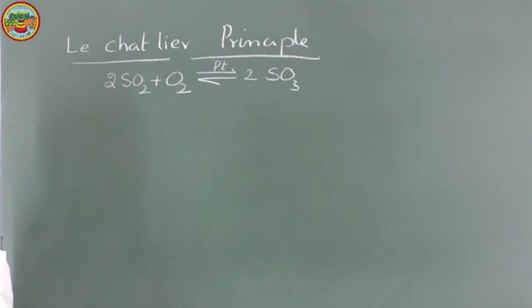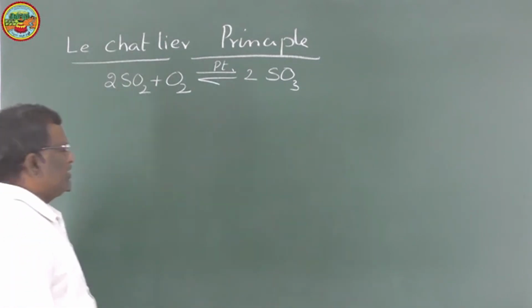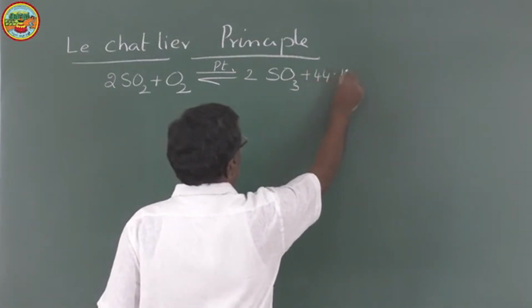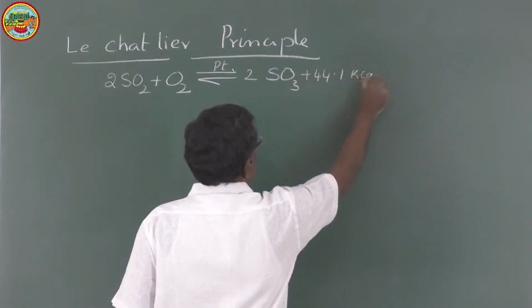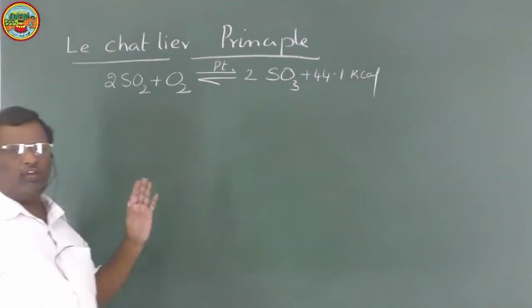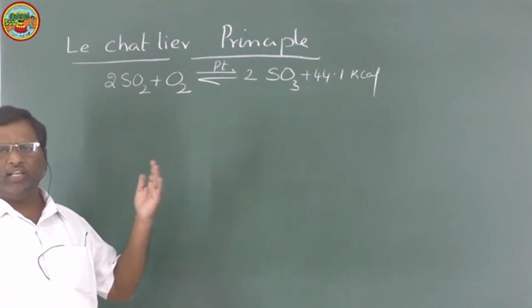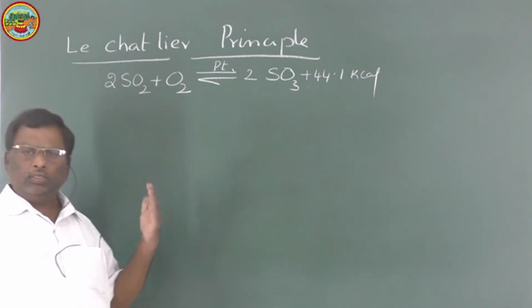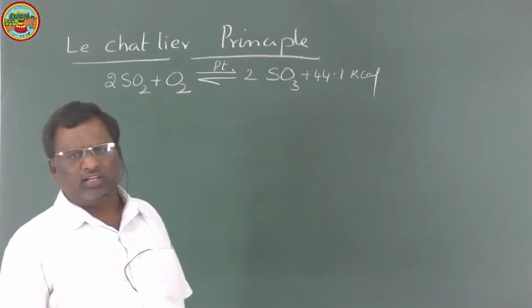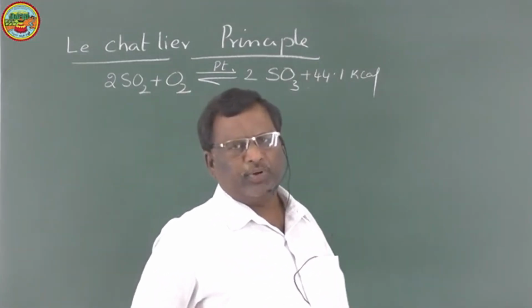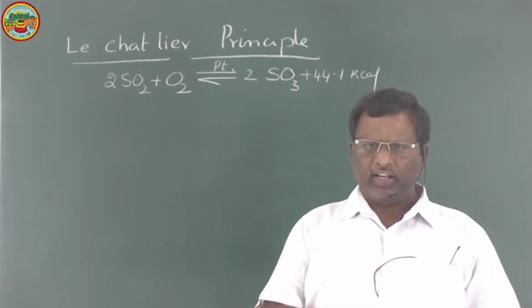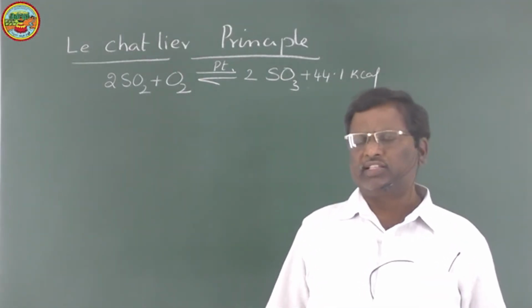Preparation of SO3 by the contact process. Now here, it is an exothermic reaction. In the forward reaction, 44.1 kilocalories of energy will be released. That means the forward reaction is exothermic, and automatically the backward reaction is endothermic. Now they ask us to explain the effect of concentration, temperature, pressure and catalyst in the preparation of sulfur trioxide by this contact process. Let us discuss one by one.